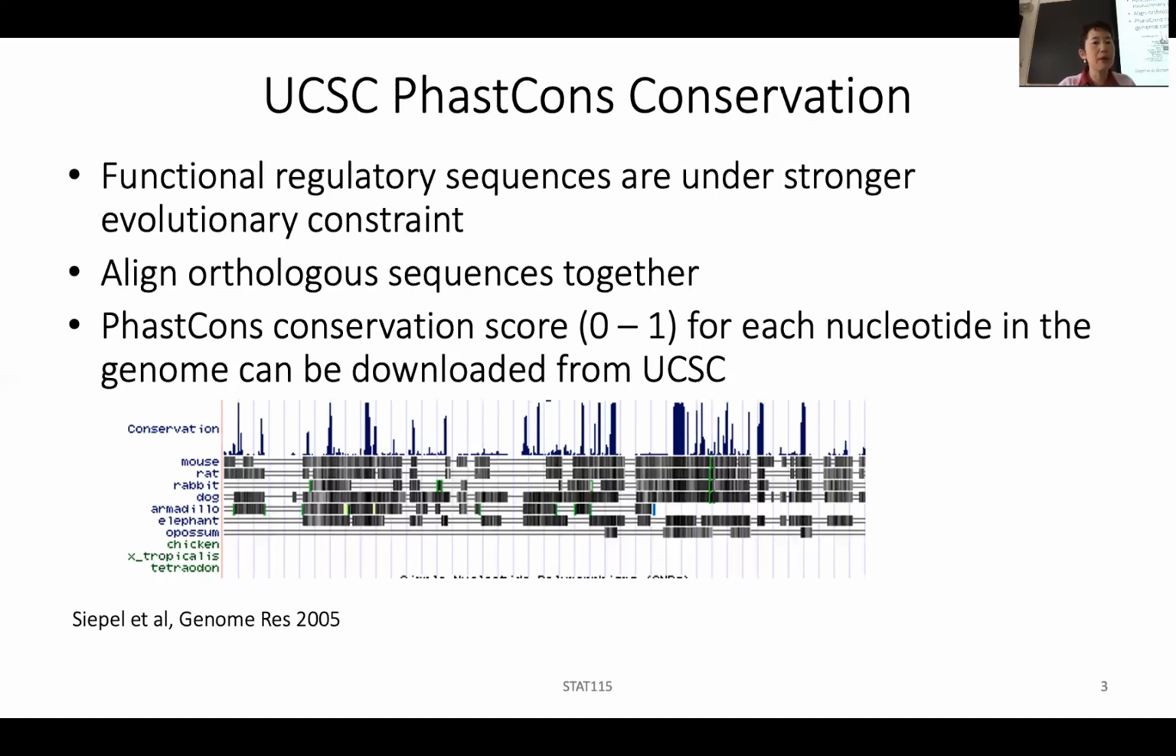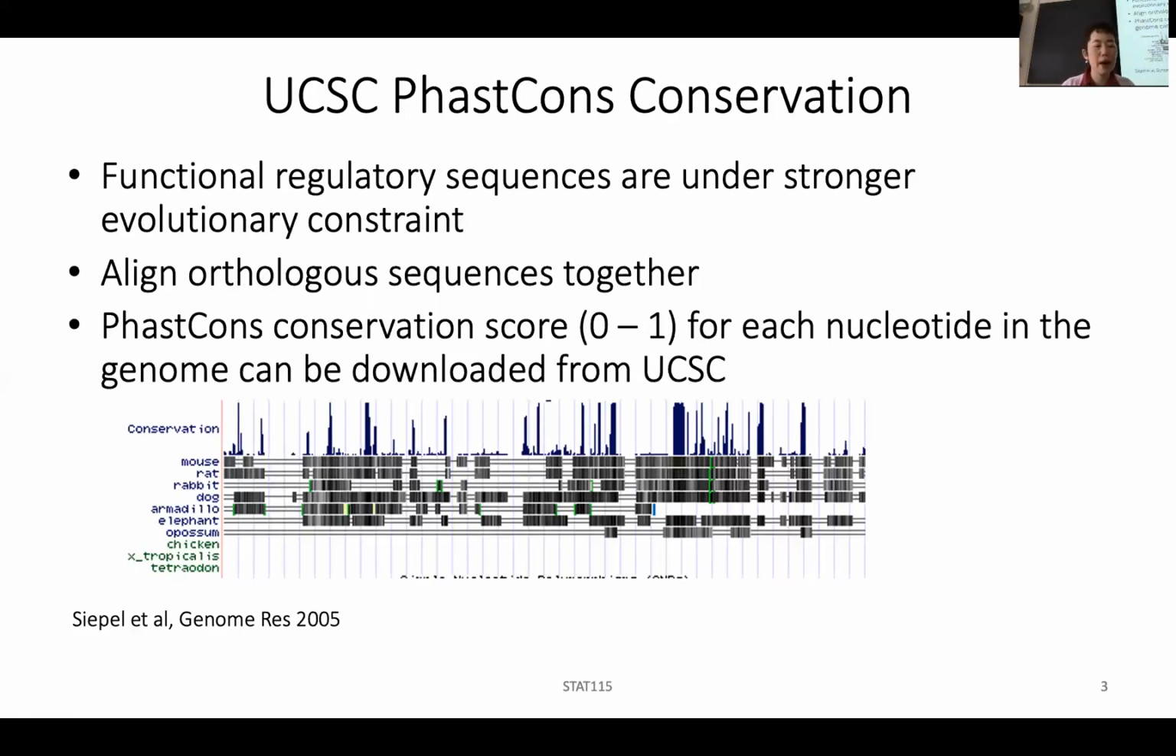With comparative genomics, this is something that people do. So UC Santa Cruz is the genome resource. When the first human genome was sequenced, there needed to be a genome browser for people to download the different gene annotations, to visualize the sequence, to look at how genes reside in the genome. And so that's resided in UC Santa Cruz. And they have developed this tool called phastCons conservation score. Basically, they look at whether the sequences are under strong evolutionary constraints.